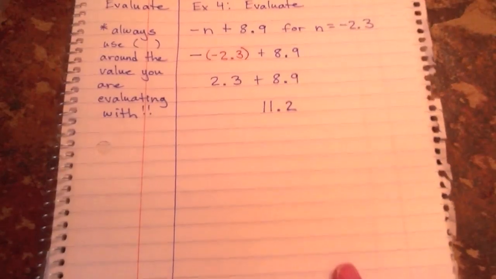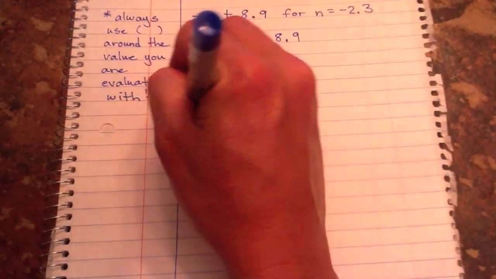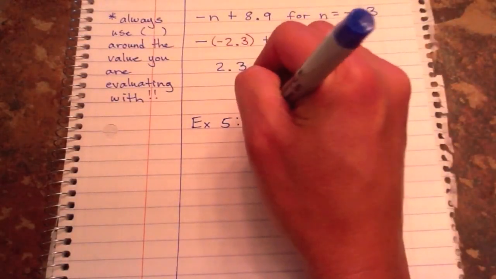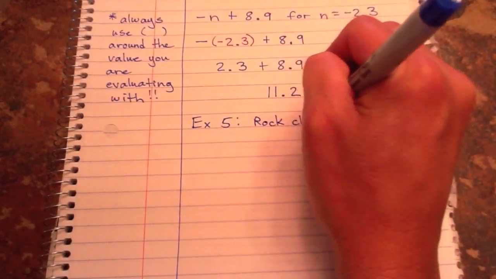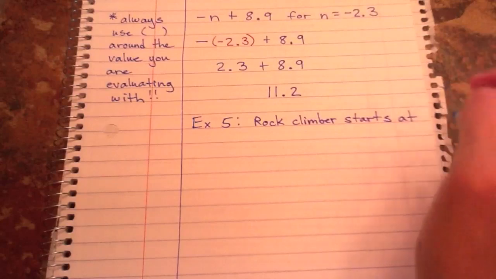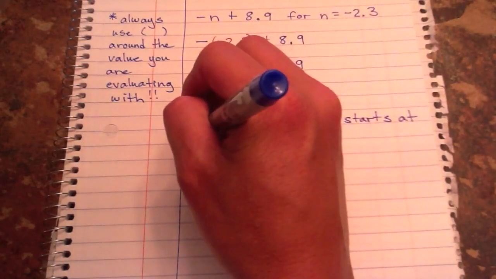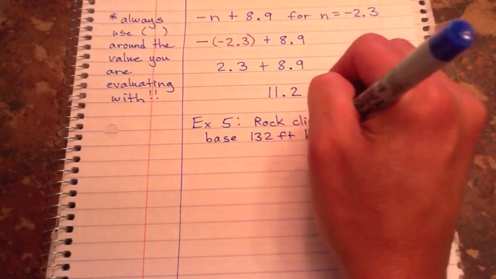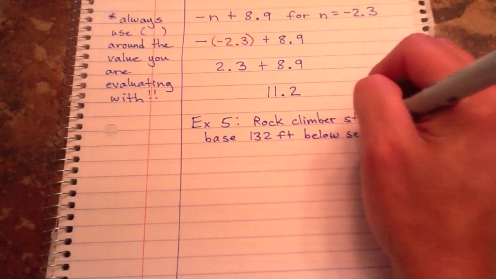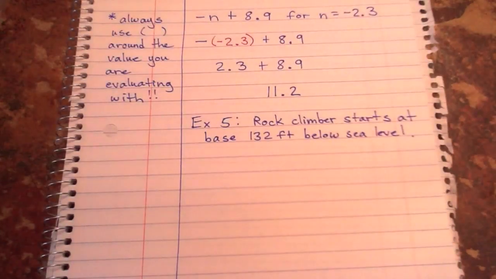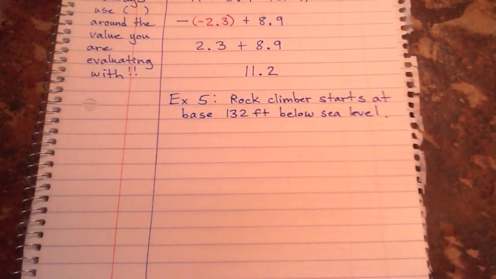Example 5 is just looking at application, just a real life situation that uses integers. So it says a rock climber starts at base 132 feet below sea level. And they want you to write an expression that can show this climber climbing.